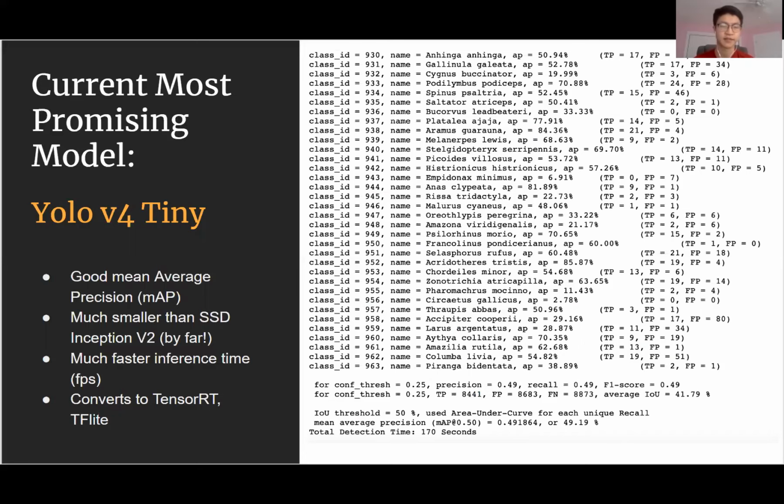But the YOLO models, and especially the tiny version of the YOLO models, are much smaller. So we're able to get these models converted to the TF Lite format to run on the Google Coral, as well as other different formats, with very fast inferencing time and good enough mAP to be usable. And the biggest benefit is being much smaller than the Inception v2 that we were working with.